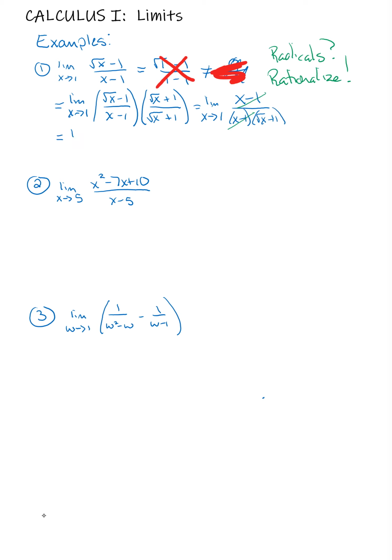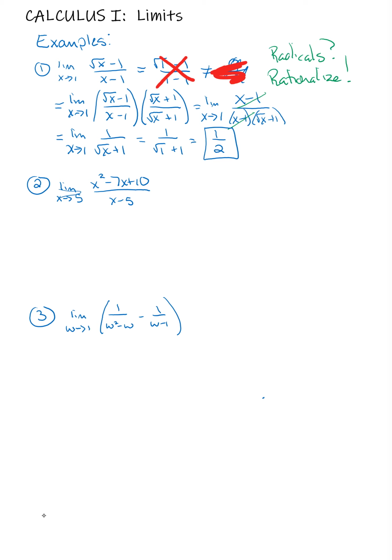So we end up with the limit as x approaches 1 of 1 over the square root of x plus 1. Now if we try that little technique of evaluating all the x values, looks like we end up with 1/2. Much better. No division by 0 there. Fantastic. On to the next one.